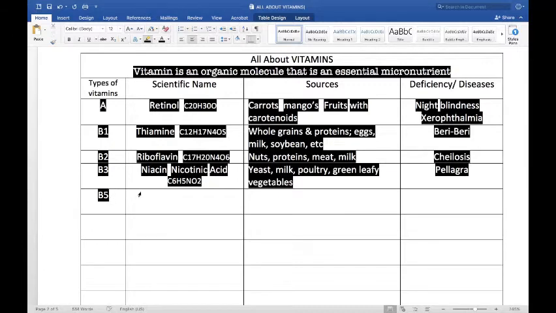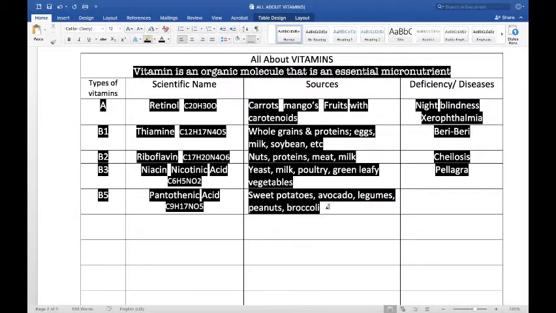Vitamin B5. Vitamin B5 is known as pantothenic acid, and this is its chemical formula. Pantothenic acid can be found in sweet potatoes, avocado, legumes, peanuts, and broccoli. A lack of pantothenic acid may cause insomnia. And insomnia is the sleep disorder, so this is where people have trouble sleeping at night and day.